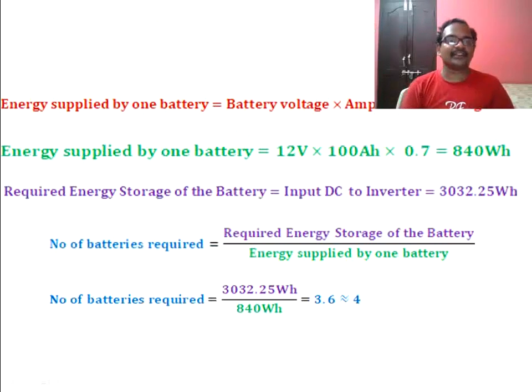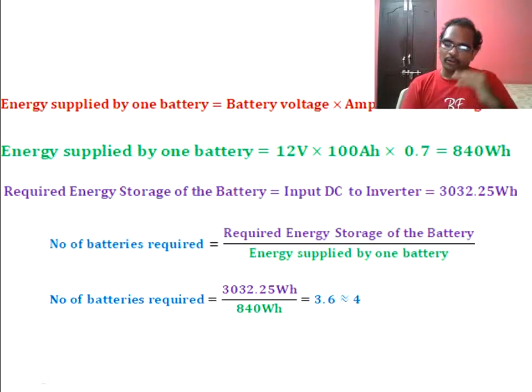Now let's calculate that. What is the energy supplied by one battery? Battery voltage into ampere hour rating into depth of discharge, right? So battery voltage will be 12 volts, ampere hour rating will be 100 ampere hours, so it will be 1200 watt hours. 1200 watt hours of energy the battery can store, but the depth of discharge is only 70%.